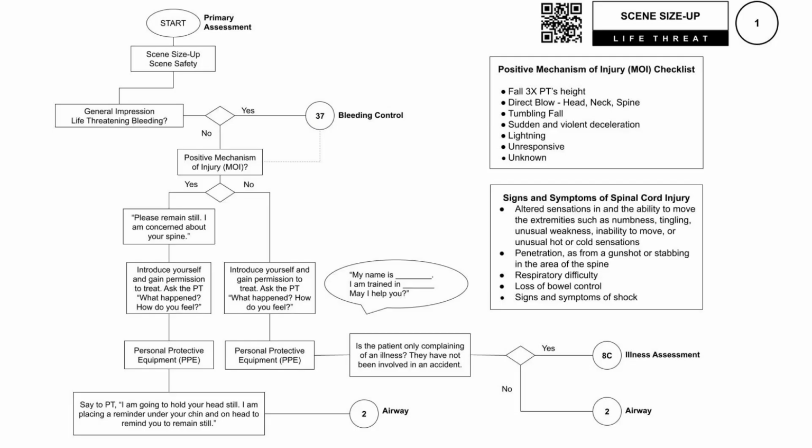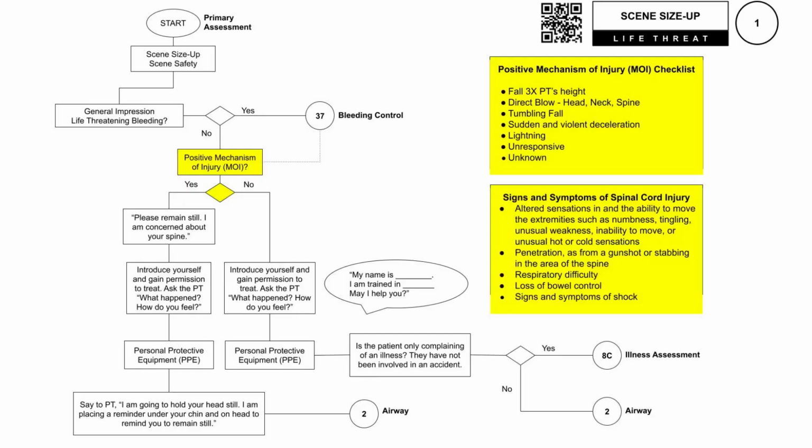Upon ensuring scene safety, controlling traumatic bleeding, and forming a general impression of the patient, our next critical step is to ascertain whether a positive mechanism of injury is present. MOI, or mechanism of injury, refers to the method by which the injury occurred. A positive MOI implies a significant force or event likely to have caused serious harm, such as vertebrae fractures.